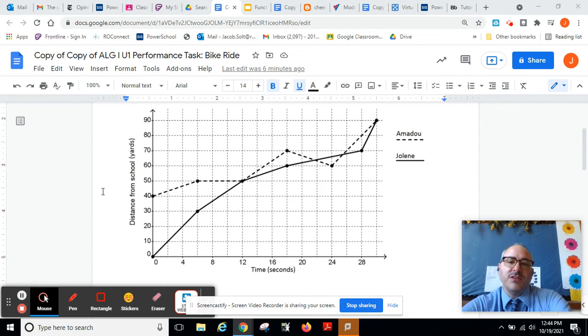What is Amadou's distance from school at 24 seconds? You're looking for where time in seconds is 24. You're tracing that up to see where Amadou's line connects. And right here's where time is 24. So you were tracing that up to connect. All right, Amadou at 24 seconds was 60 yards away.